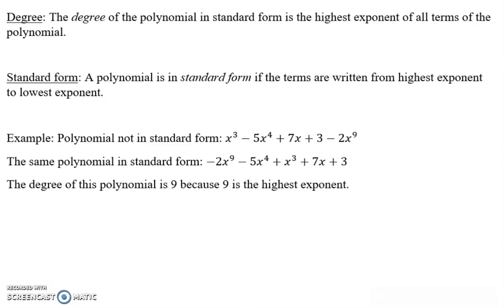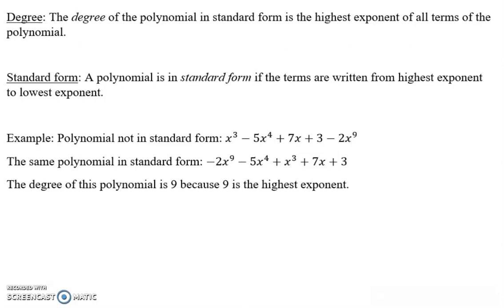So for example, we have this polynomial here, x cubed minus 5x to the 4th plus 7x plus 3 minus 2x to the 9th. That is not written in standard form because we do not have the exponents of the terms in order from the highest exponent to the lowest exponent. But if you look below the next line, that is that exact same polynomial, but it is written in standard form, highest exponent to lowest exponent.